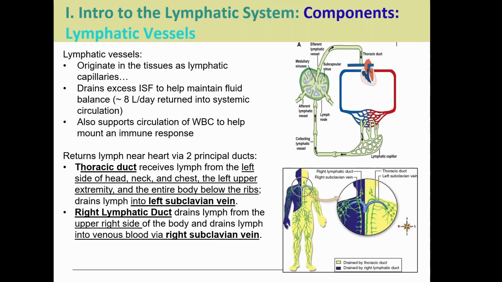When we return lymph to the cardiovascular system, we have two main ducts for that, the thoracic duct and the right lymphatic duct. Now, why we have two different names, right? Why not call them left and right lymphatic duct? I don't know. But the thoracic duct is going to handle the left. The right lymphatic duct will handle the right.